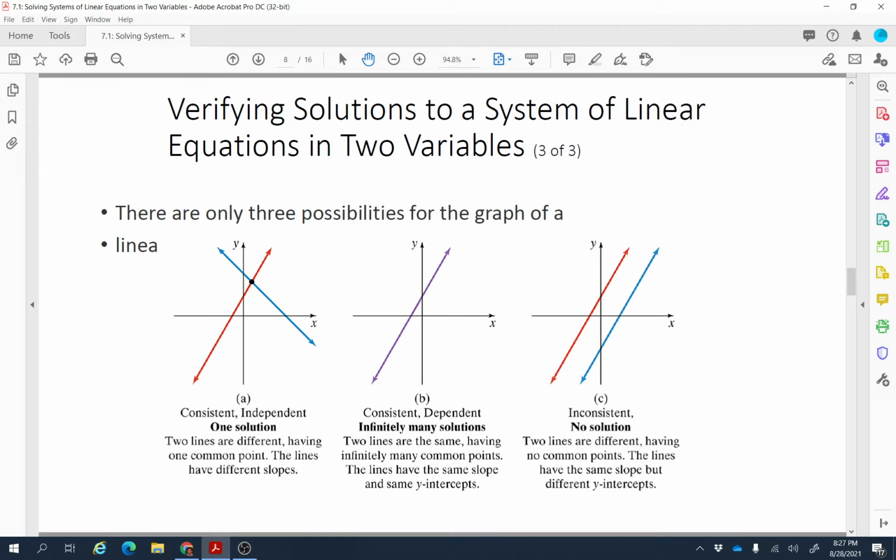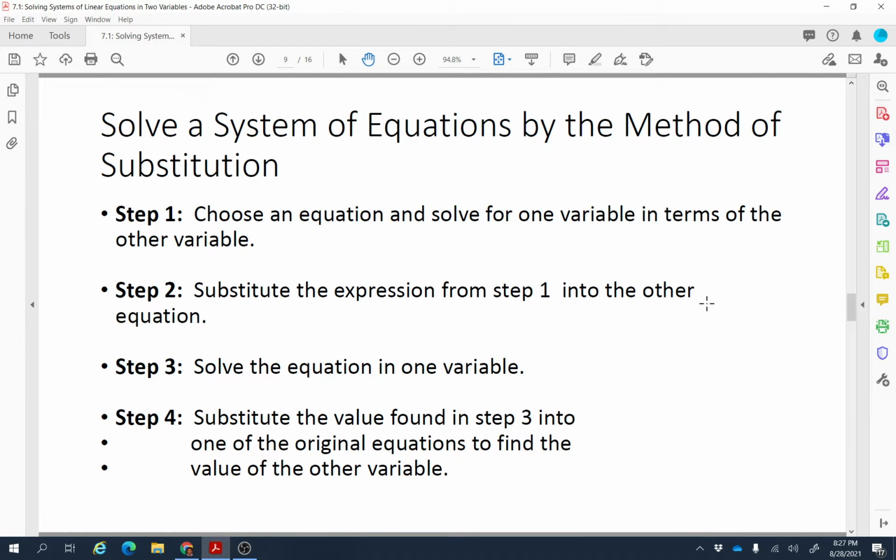Let's look at the graph here. As you can see, these lines, blue and red, each represent one equation, and you can see that they are intersecting at just one single point. This kind of system is called consistent and independent. Here, both of the lines overlap, so we see them as one line. So that's called consistent and dependent, because they are the same line. Finally, you might have this situation where the lines never intersect and you don't get any solution. That's called no solution.